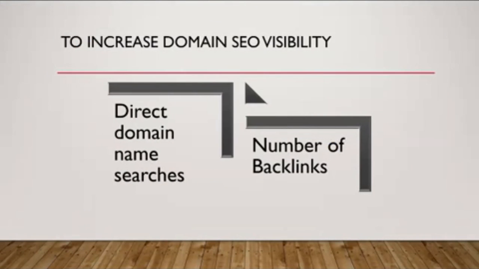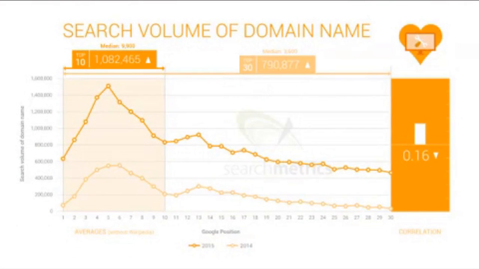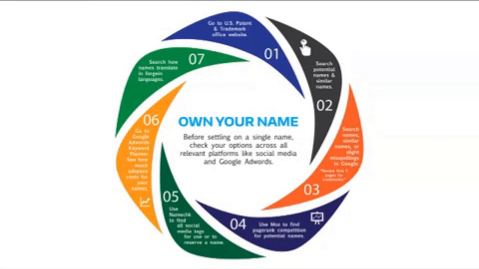The second factor that improves domain SEO visibility is that people should directly search for that domain name. Coming to the research data, it's obvious that the search volume of the domain name has higher importance as it has a correlation factor of 16%. As more people start to search for a keyword along with your brand name, your site will start to rank better for such keywords, even without your brand name.